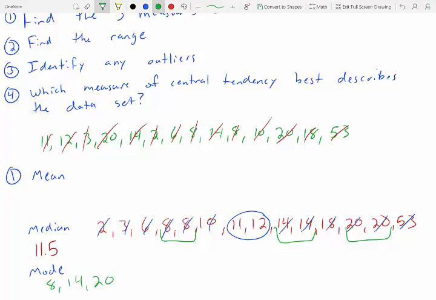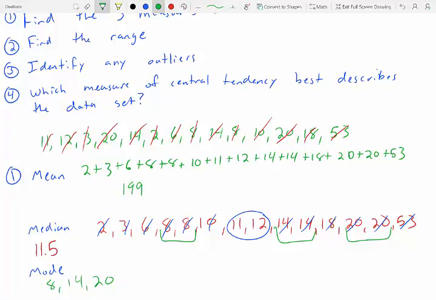To find the mean, we have to average these, so we have to add them all up. If we add all of those up, we get 199, and then we have to divide by the number of data values. So we have 1, 2, 3, 4, 5, 6, 7, 8, 9, 10, 11, 12, 13, 14. We divide that by 14, our answer will be 14.21428. And I'm going to round that to 14.2. So we have my mean, we have my median, we have my mode. So we found our three measures of central tendency.